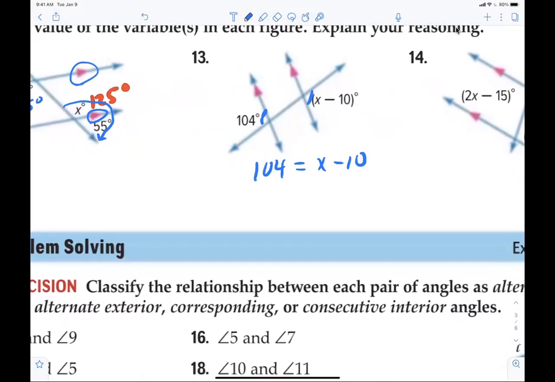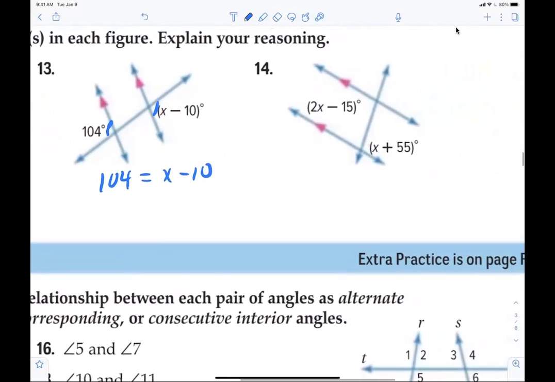So now I'm looking at 14. I'm a little annoyed sometimes because they should draw little arrows. So I'm going to draw them for you. They're referring to that angle and to that angle. What is true about those two angles? They are called alternate interior. So what are they? Equal. So everybody's going to write 2x minus 15 equals x plus 55. And I don't care about solving that.